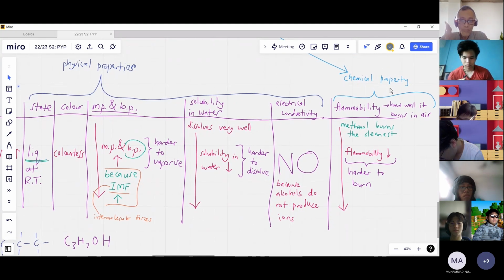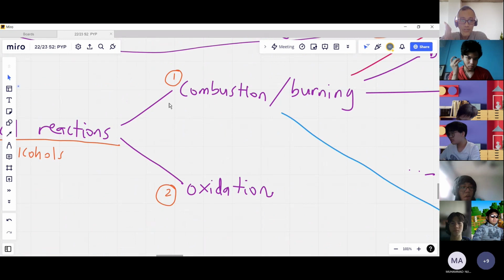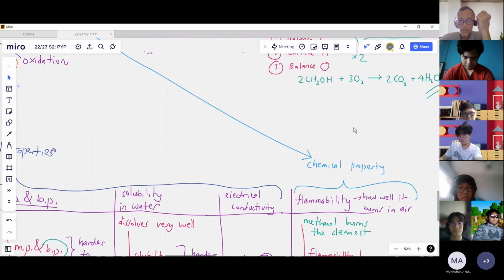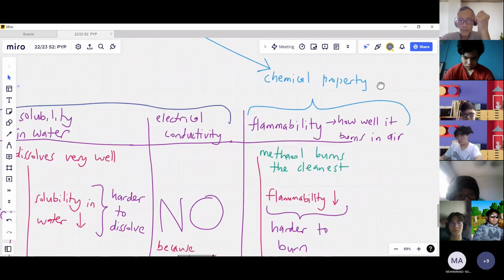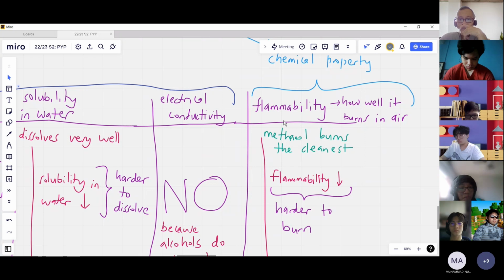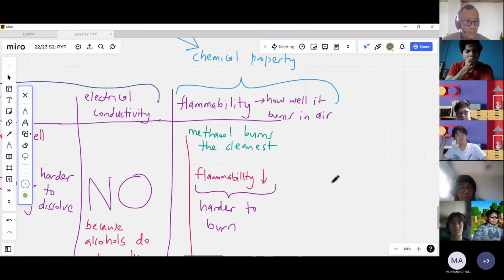And what is the chemical reaction? This one here. Combustion. By the way, guys, you better learn the word combustion. It means burning in air. So combustion or burning is a chemical reaction. Therefore, we consider it a chemical property. Now, what you need to know. The first member, methanol, will burn the cleanest. But of course, you ask, what is meant by that? Let me write down.